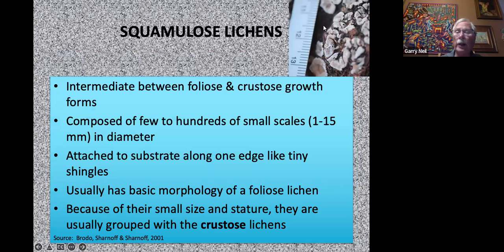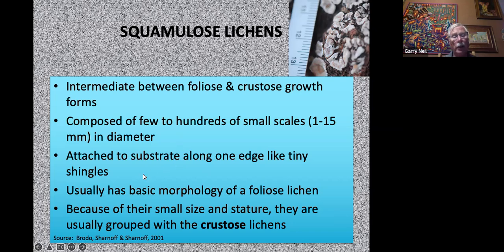Now, squamulose again, those are the ones, here's, this is Psora. This particular one has a margin, and the margin is uplifted. It looks like a crustose, but again, it's not totally adhering to the substrate. So it's between the foliose and the crustose type. They're composed of a number of scales, 1 to 15 millimeters in diameter. The 15 millimeter diameter ones are usually not as common as the smaller ones in the state of Arizona.